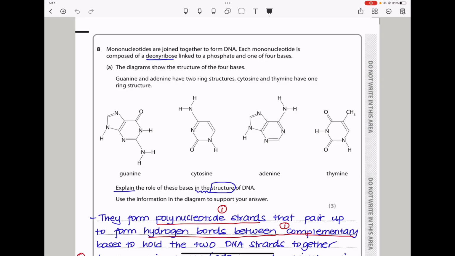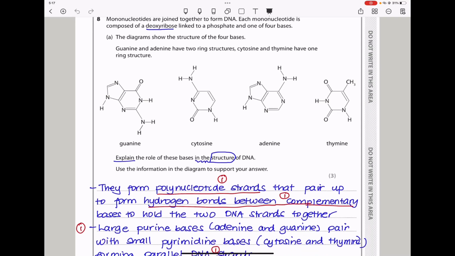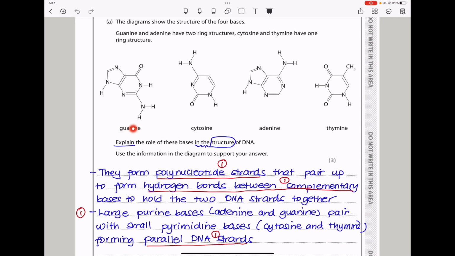Question 8. Mononucleotides are joined together to form DNA. Each mononucleotide is composed of a deoxyribose linked to a phosphate and one of 4 bases. The diagram shows the structure of the 4 bases. Guanine and adenine have 2 ring structures. Cytosine and thymine have 1 ring structure. So, we have the guanine, cytosine, adenine, as well as thymine.